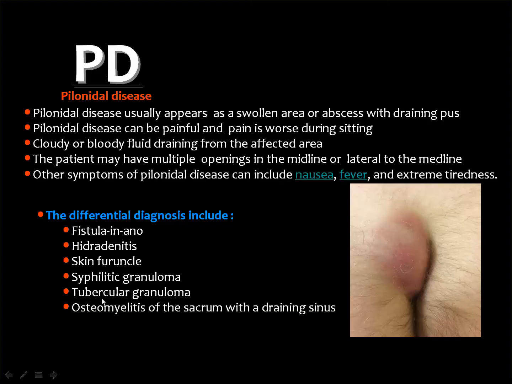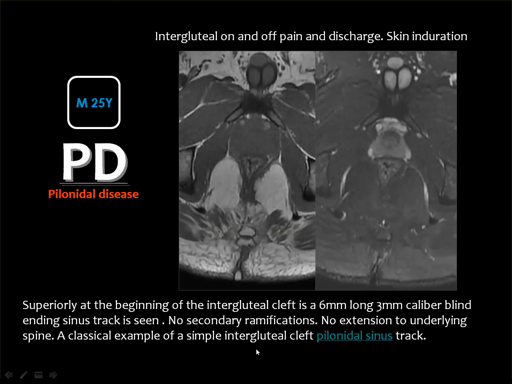The patient may have multiple openings in the midline or lateral to the midline. This disease has many differential diagnoses. In the first line is the fistula in ano, then hidradenitis and skin furuncle, syphilitic granuloma, tubercular granuloma, osteomyelitis of the sacrum. Then actually pilonidal disease or pilonidal sinus is just an inflammation in the subcutaneous area which may induce a blind tract that is not connected to the inner structures, and this is the sinus. But if you got just inflammation without a tract, this is known as pilonidal disease.